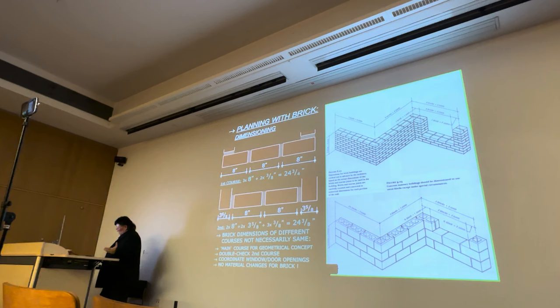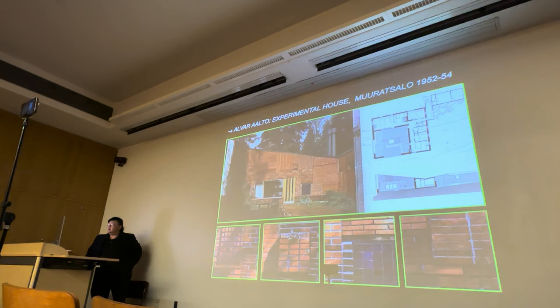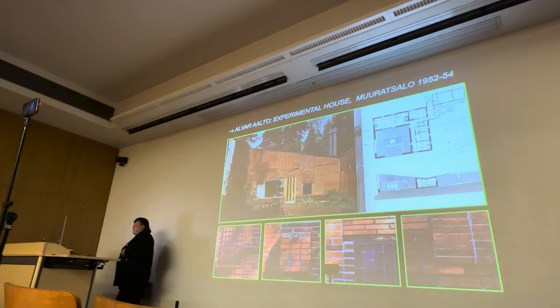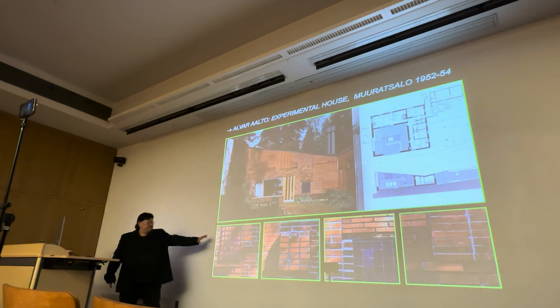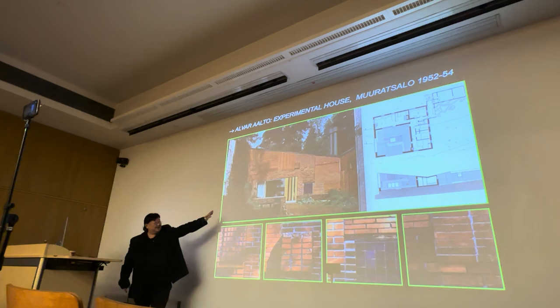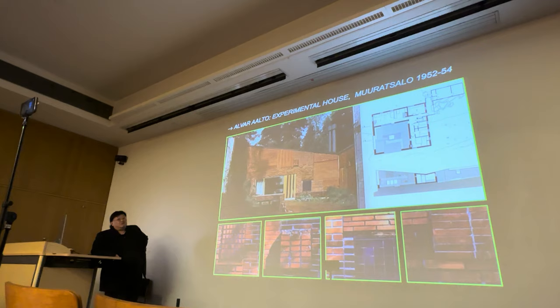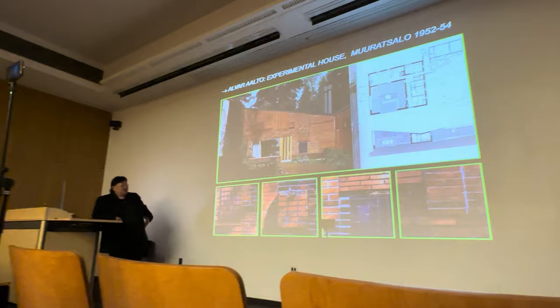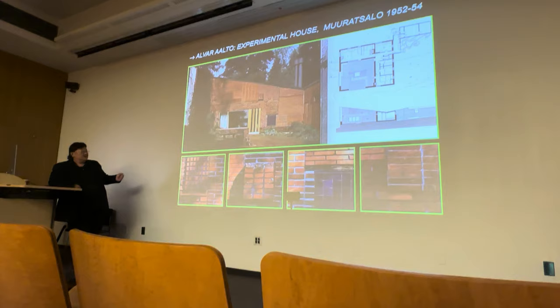Now the case study: we have the experimental house by Abado, and you can tell that he used different types of arrangement in one of the facades of the house. He's trying to do a test to see how that comes out. What would you interpret this? So he's trying to play around using different positions, different variations.